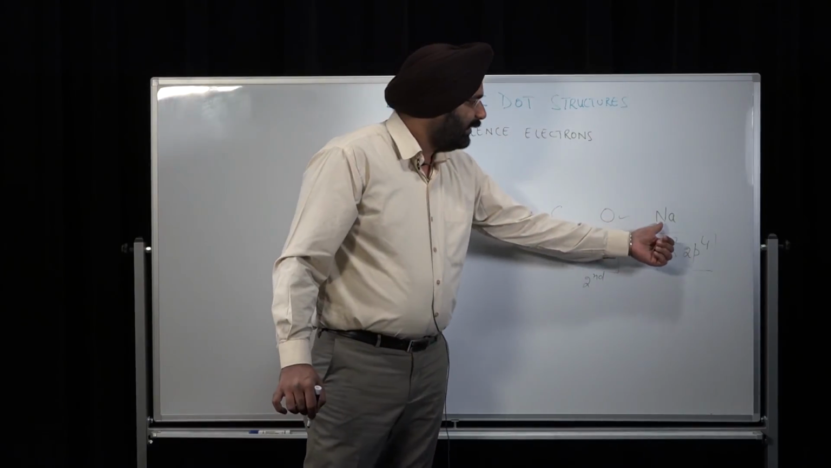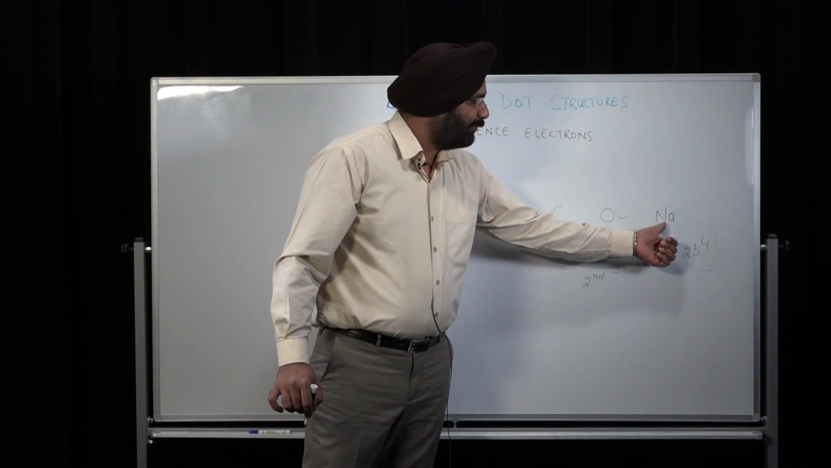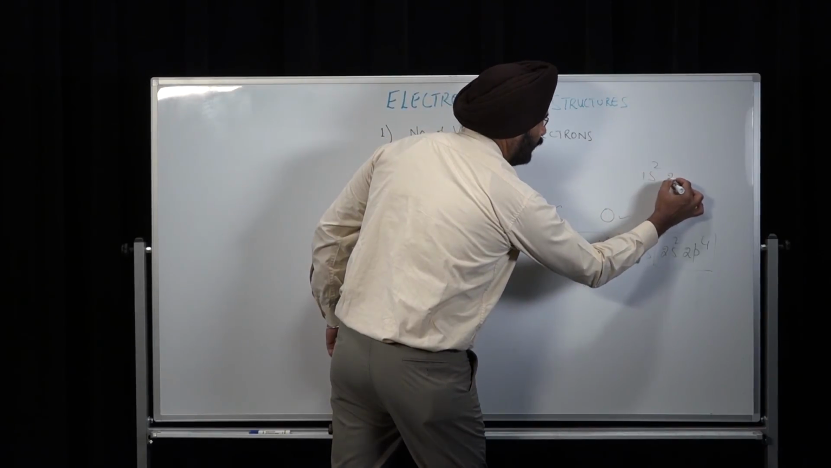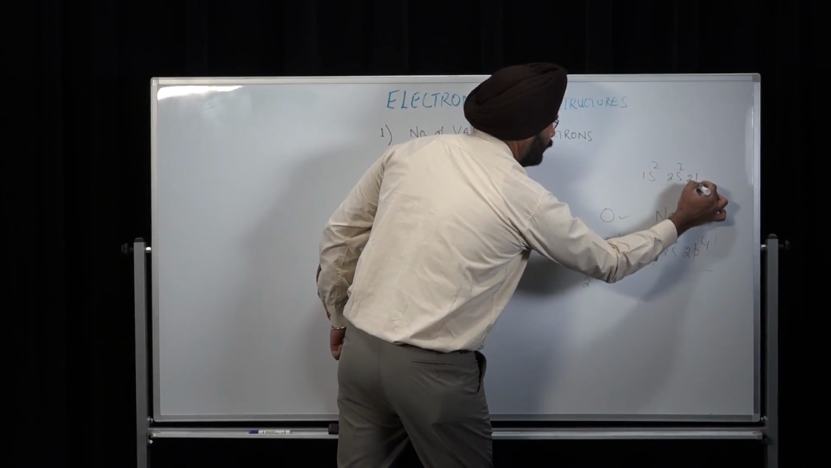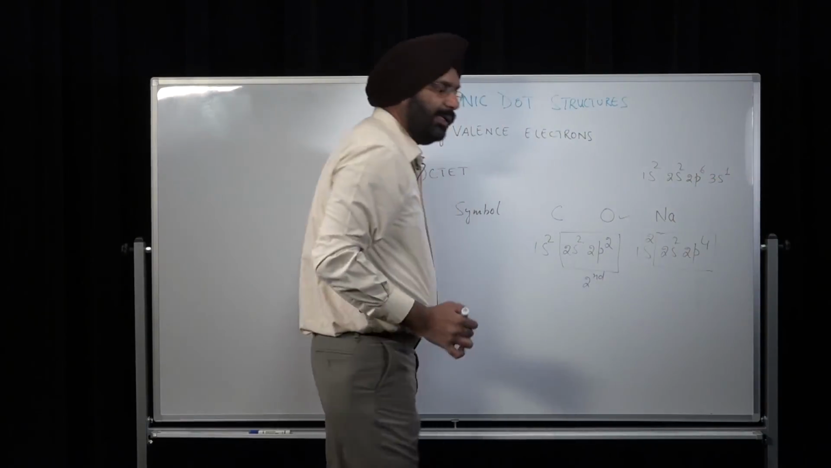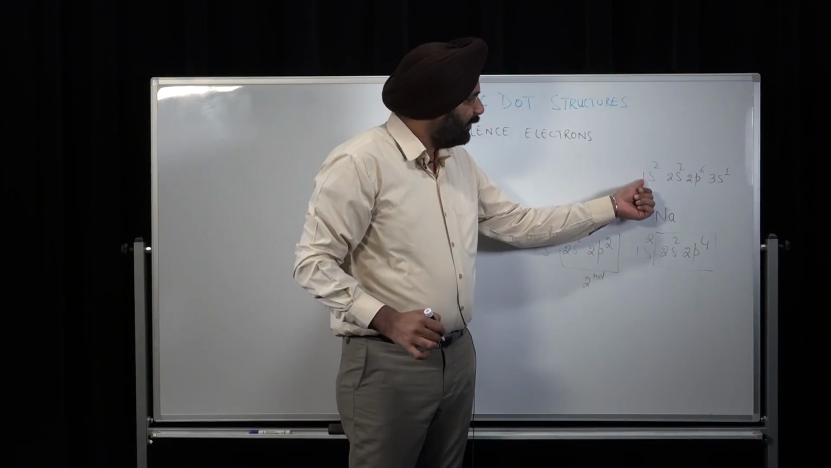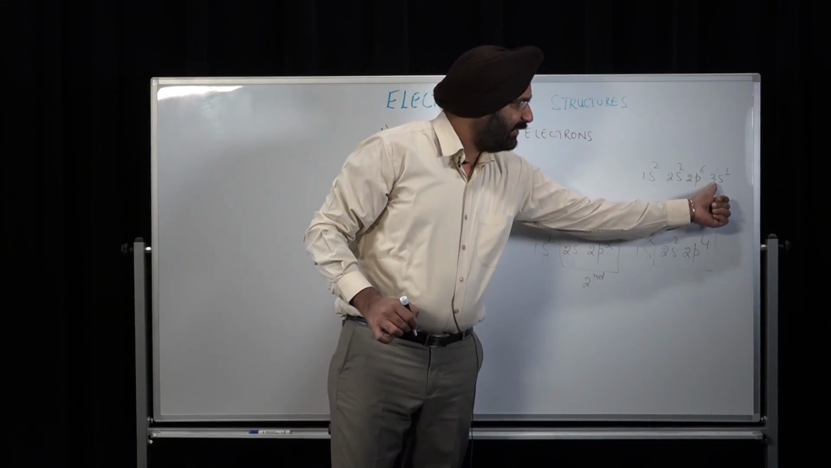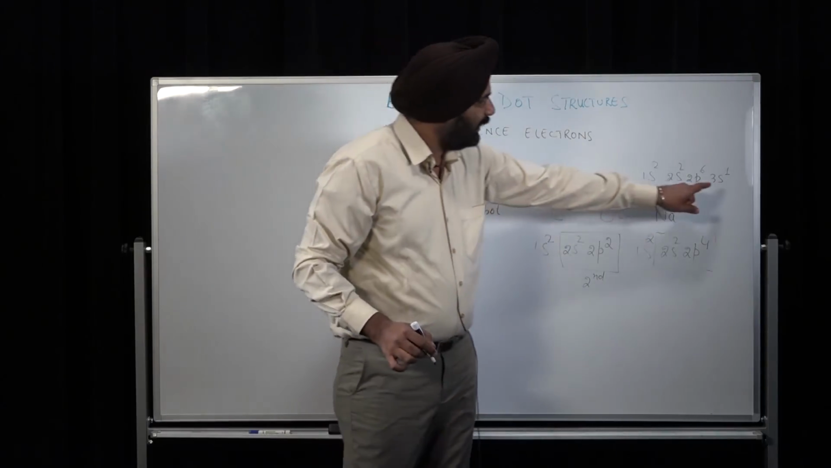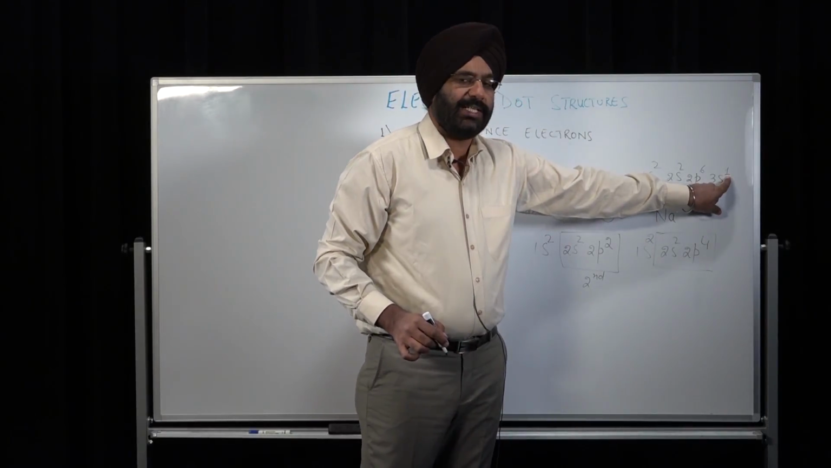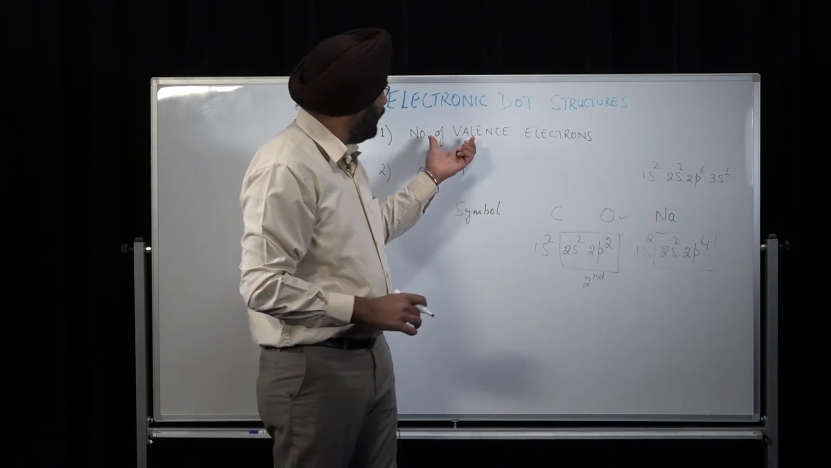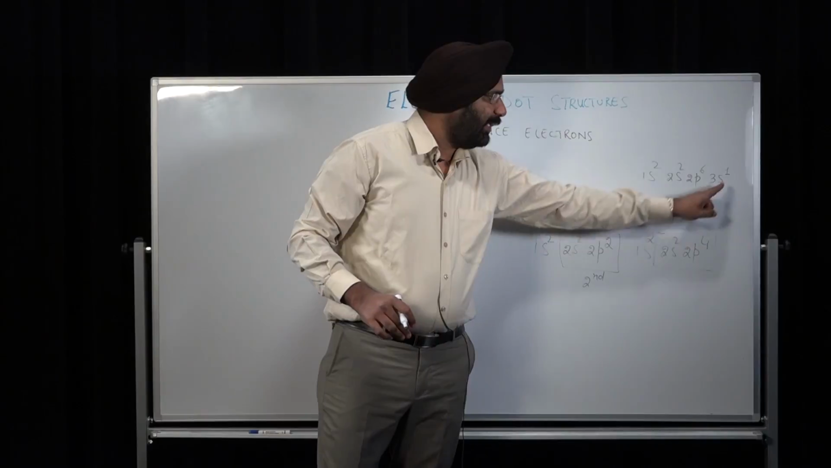And when I see the electronic configuration of sodium, the electronic configuration of sodium is 1s2, 2s2, 2p6, and 3s1. So what it tells me is the first shell, the second shell, and the third shell. So the outermost shell is the third shell. So how many electrons am I seeing in the third shell? There's only 1 electron. So that means the number of valence electrons for a sodium atom is 1.